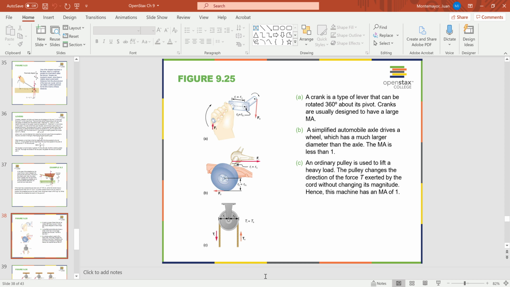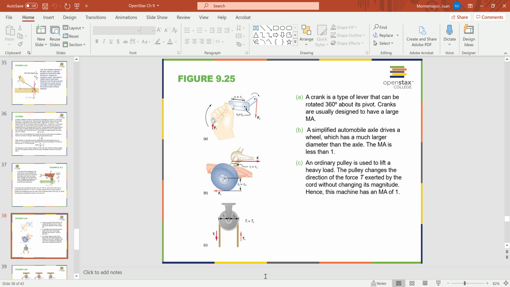Okay, here are more examples. A is a crank, a type of lever that can be rotated 360 degrees about its pivot point. Cranks are usually designed to have a large MA. For B, a simplified automobile axle drives a wheel which has a much larger diameter than the axle. The MA is less than 1 here.